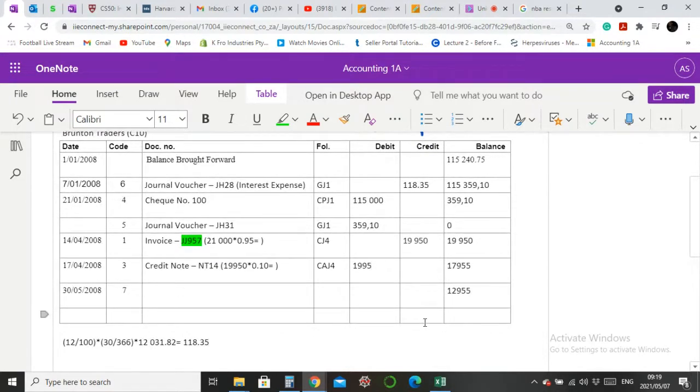Okay, last transaction. Transferred 5,000 to Brunton Traders account via EFT as a part payment on the account. Okay, we transferred, in other words, we paid them. So here you can just write EFT because they didn't give us a check number or anything to that effect. So you can write EFT there, and then which journal is this going to affect? This is money leaving us. Which journal is this going to affect?